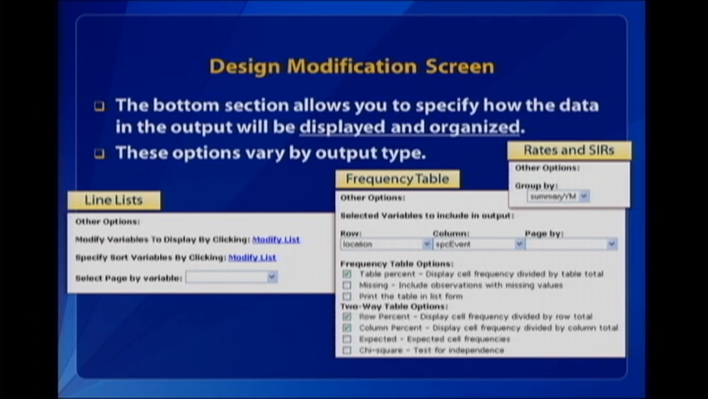And the bottom section of the modification screen actually is different depending on the type of report that you're running. So you have different options for a line list, which will allow you to sort the line list. And then you have a completely different option for rates and SIRs, which is only to look at how the SIRs will be grouped. So do you want one per month, per quarter, per year?